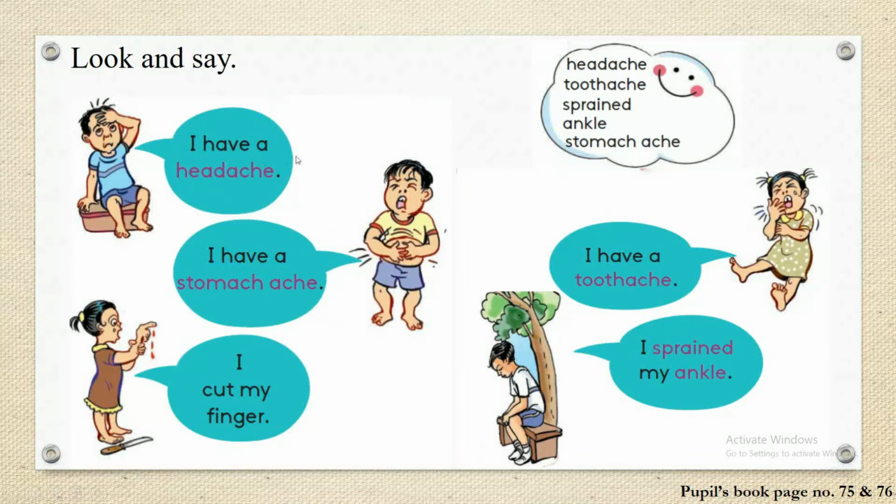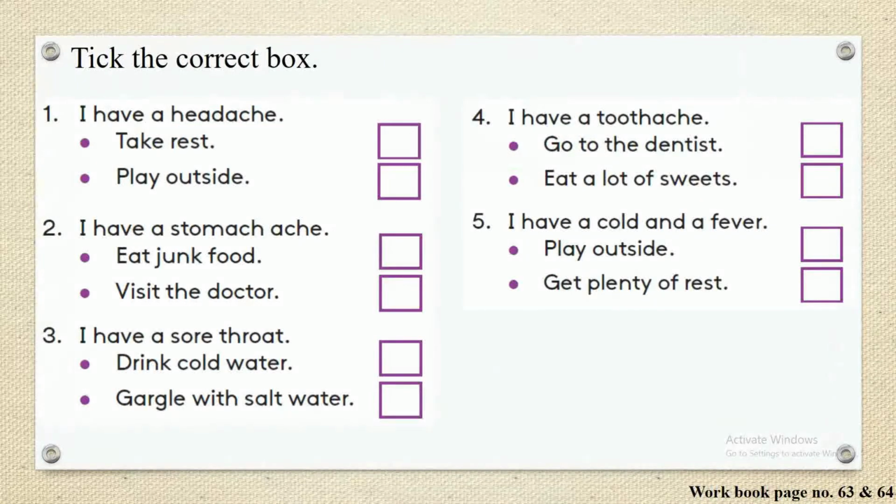Here, what are they? Headache, stomachache, toothache, sprained ankle. Yes. Now, let's see our workbook activity. Turn to page number 62 in your workbook. Page number 62. Tick the correct box. Now, there are 5 sentences. We are going to read the sentences. Okay, let's see. Number 1.